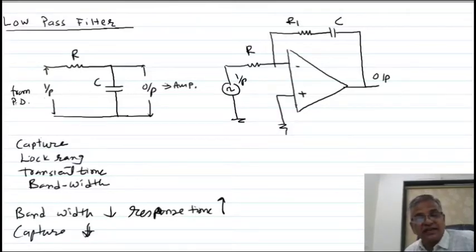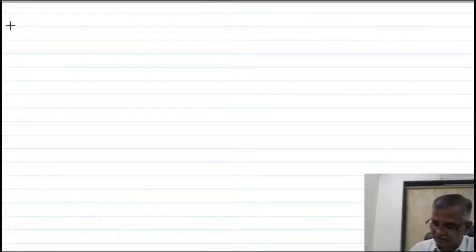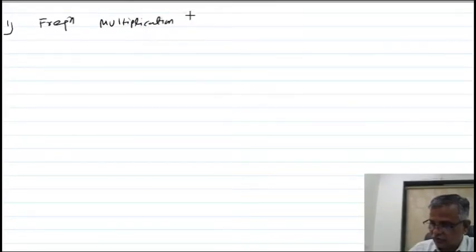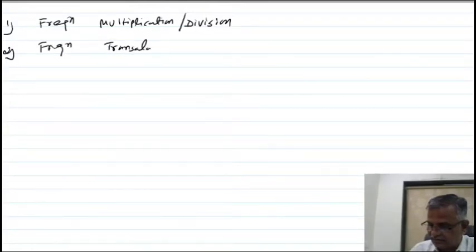I am telling you some important applications of a PLL IC. PLL ICs are used in frequency multiplication or frequency division. It is used in frequency translation and AM detection.